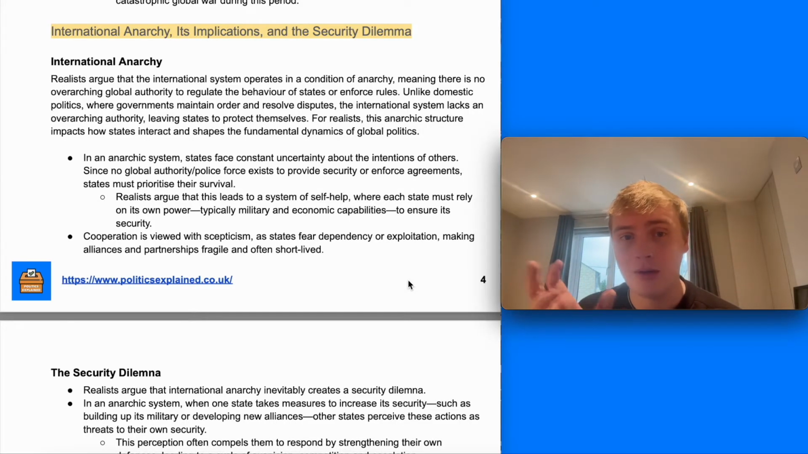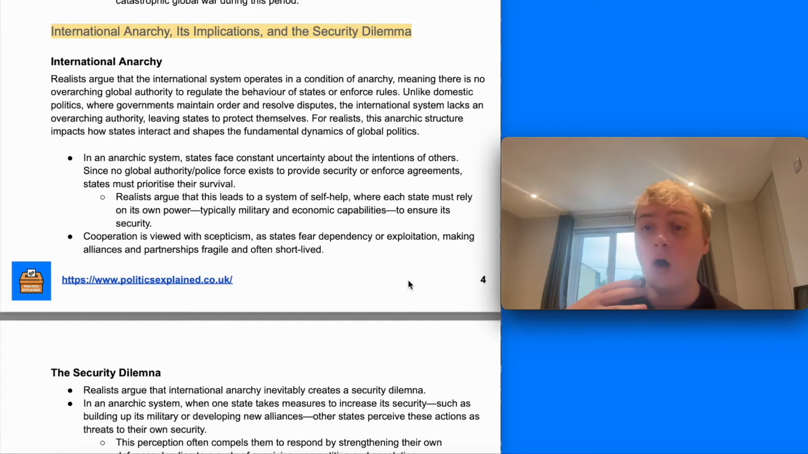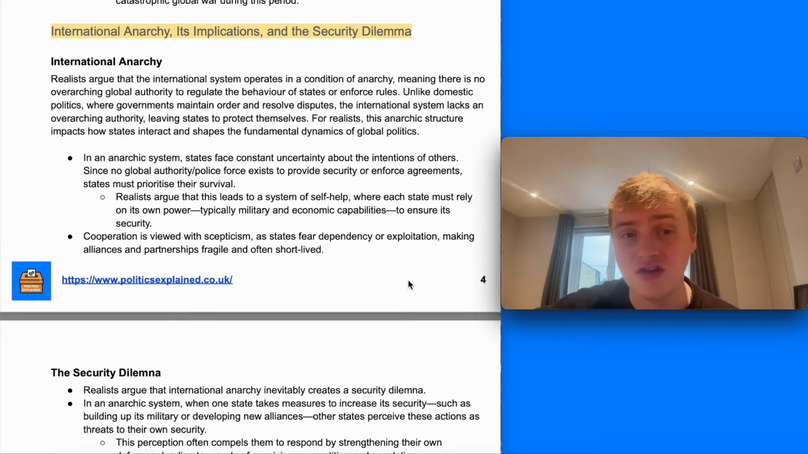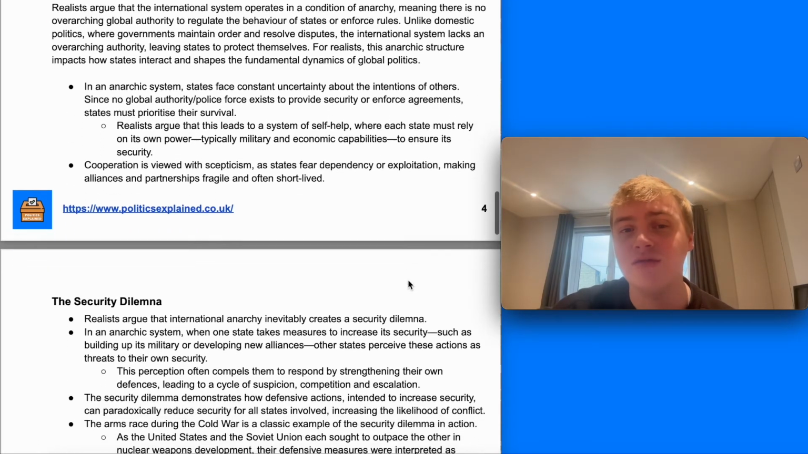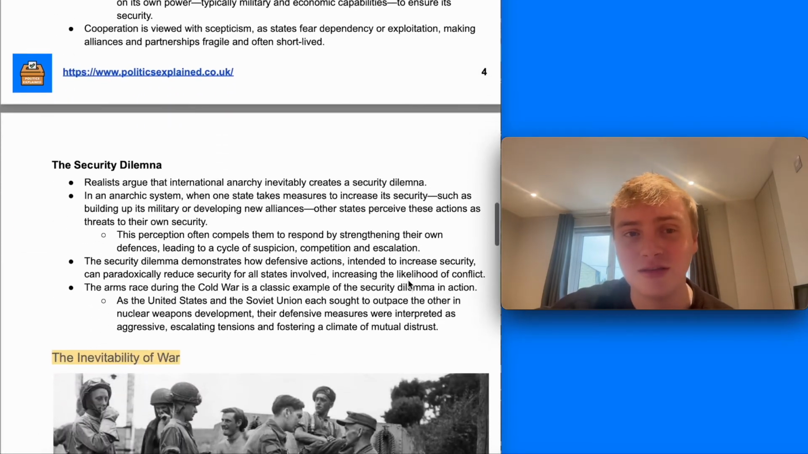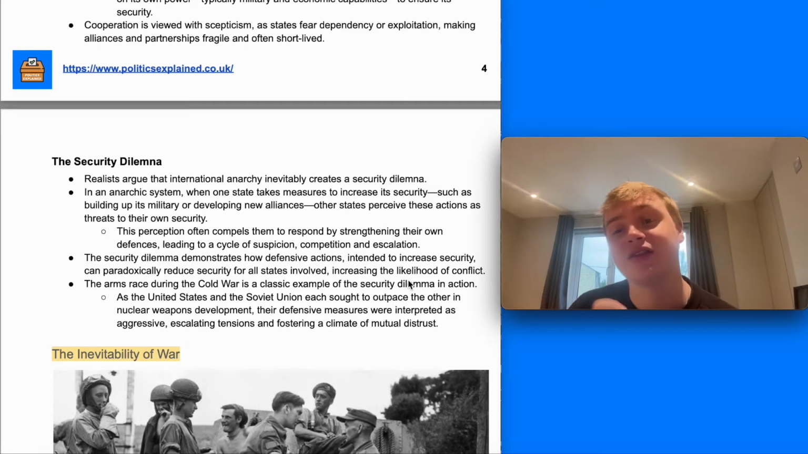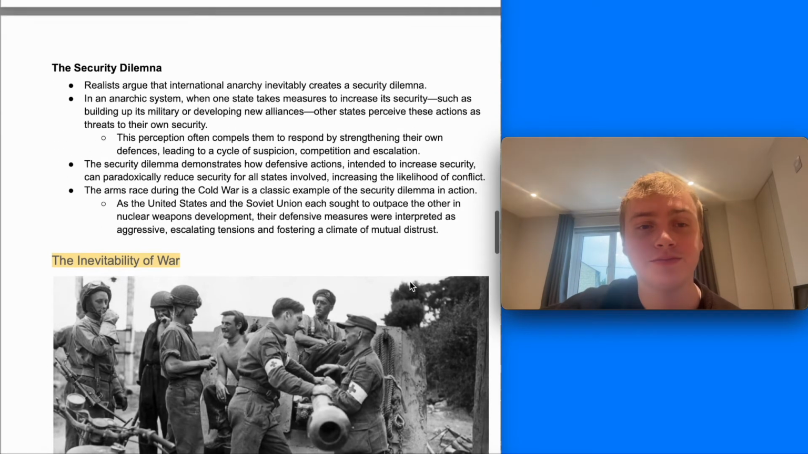They're constantly worrying about what others are going to do. And since no police force exists to provide security or enforce agreements, states have to prioritise their own survival, and this leads to self-help, where states can only rely on their own power to protect themselves and ensure their own security, with cooperation viewed with significant scepticism, and there's always worry that if you cooperate with another state, they're going to turn on you effectively.